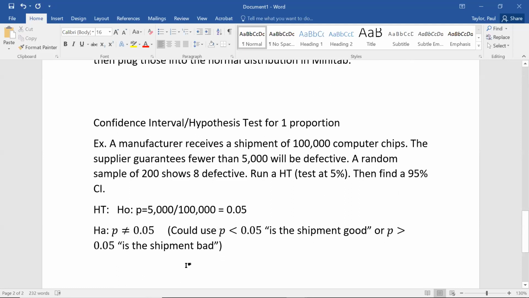If it's not 5,000, it's either not 5,000 because it's low, and that's good, or it's not 5,000 because it's too high, and that would mean there's too many defective ones, and that's bad. So I'm going to use not equals for my alternative hypothesis. Let's run this over to Minitab and see what we get.